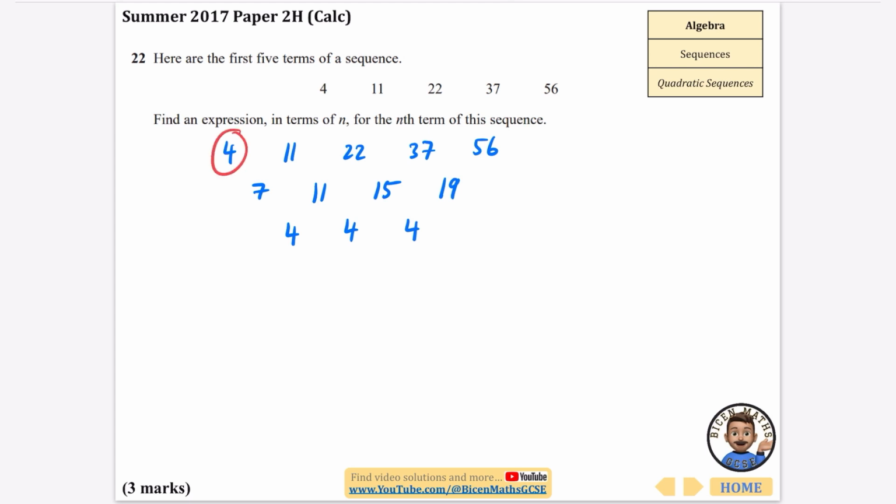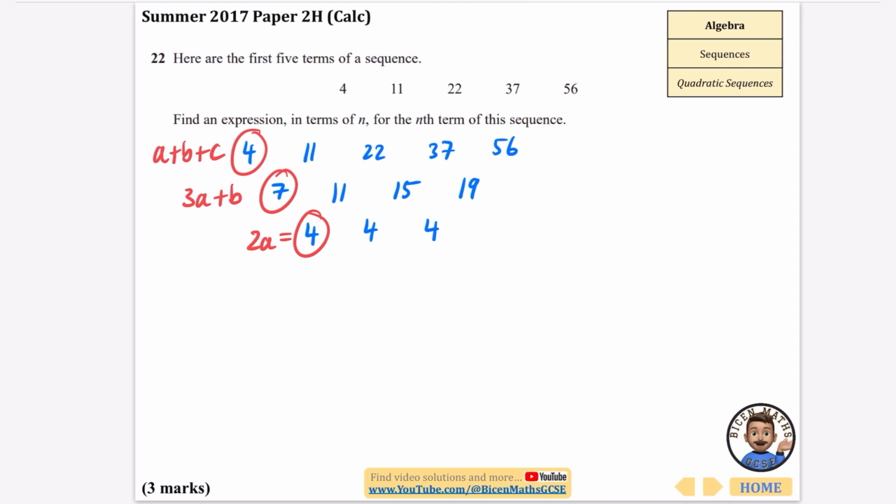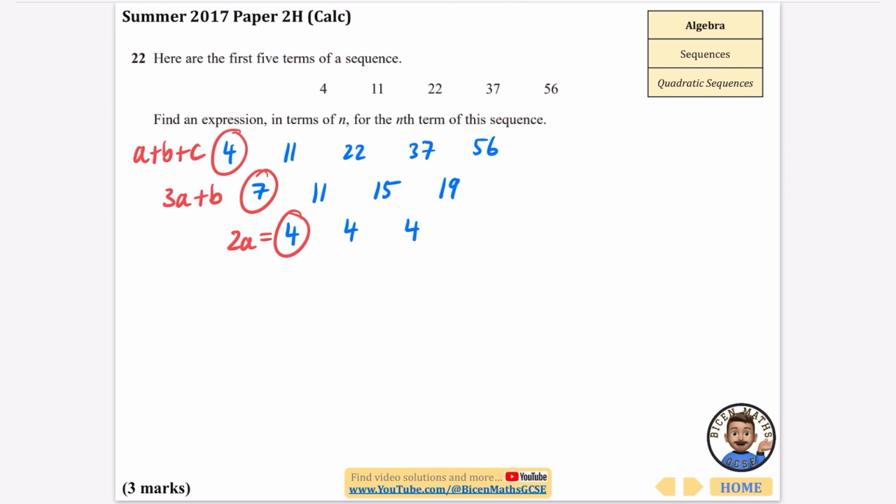Now these different things are going to correspond to different values. This one is going to be 2a. This one is going to be 3a plus b, and this one is going to be a plus b plus c. So what we're going to do here is we are going to use these to solve them.